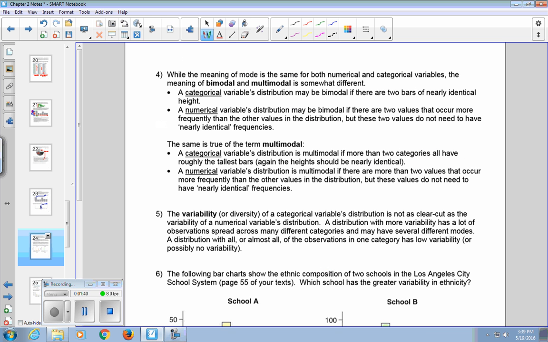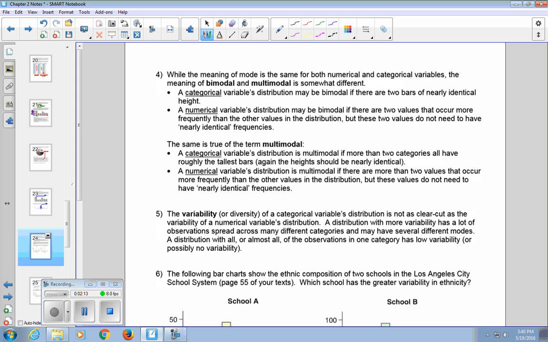All right, number four. While the meaning of mode is the same for both numerical and categorical variables, the meaning of bimodal and multimodal is somewhat different. A categorical variable's distribution may be bimodal if there are two bars of nearly identical height. A numerical variable's distribution may be bimodal if there are two values that occur more frequently than the other values in the distribution. But these two values do not need to have nearly identical frequencies. So there's going to be a greater difference with numerical variables in terms of those two frequencies.